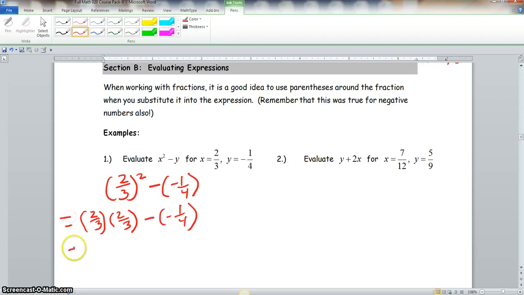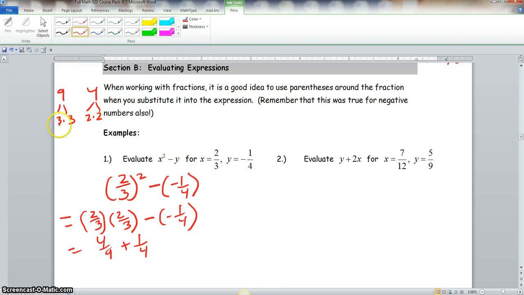2/3 times 2/3 would give us 4/9, minus a negative 1/4 would be plus 1/4. Now we need to find a common denominator of 9 and 4. So we would do this. We would find the prime factorization of 9 and 4. This is 3 and 3, and 4 is 2 and 2.